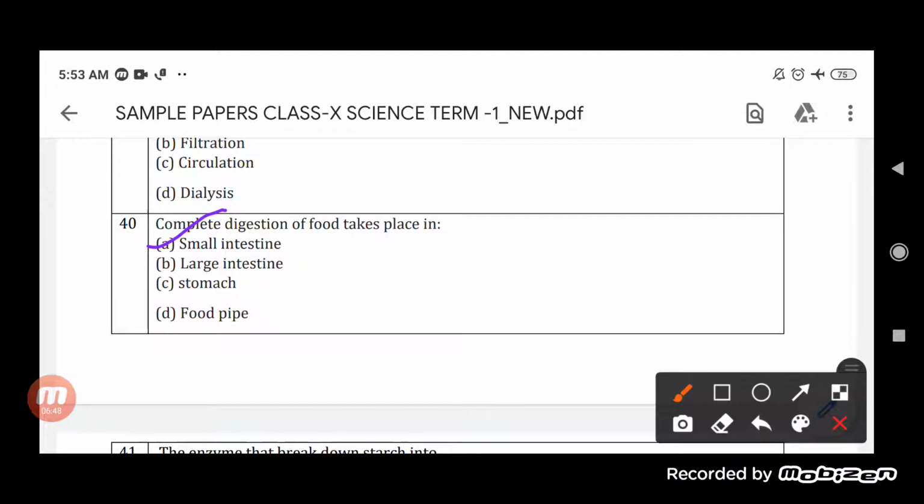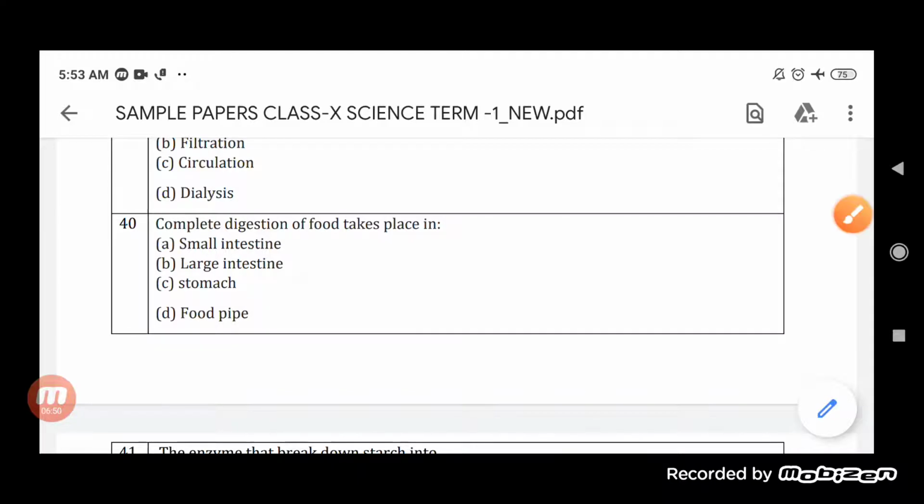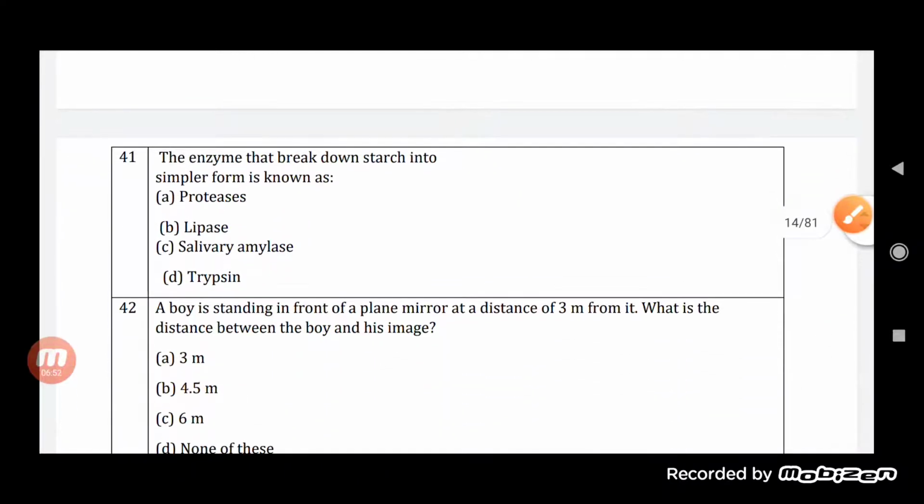That is small intestine. Now see here, the enzymes that break down starch into simpler form is known as... Okay, now starch is what? It is a kind of a complex carbohydrate, and the conversion of the carbohydrate into simpler form. What is the simpler form here? That is glucose.